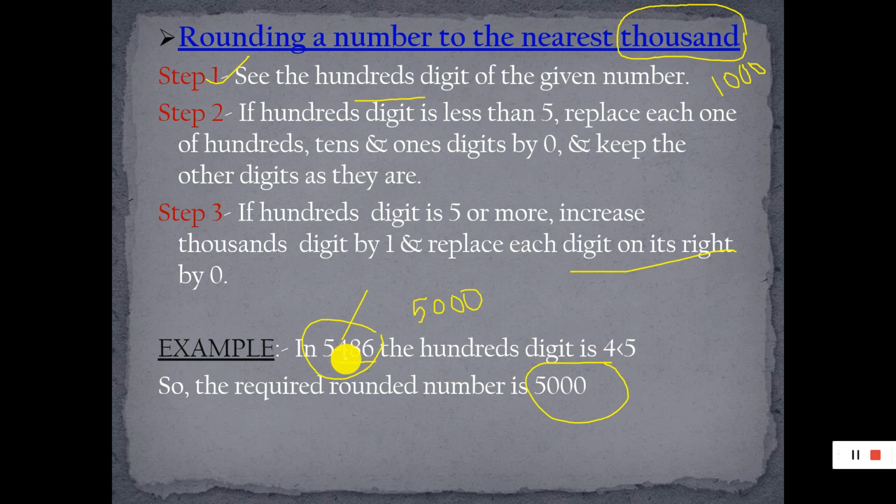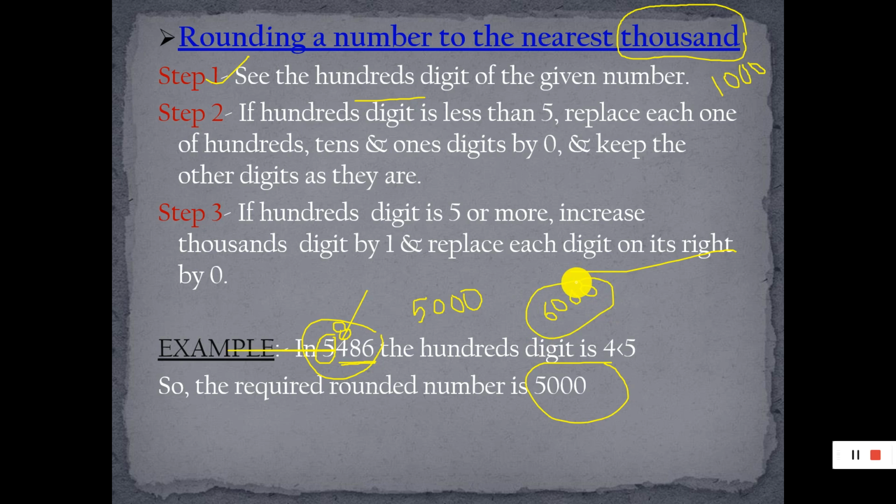If in the place of 4 there is 8, then 8 is greater than 5. So what can you do? You add 1 to the thousands digit and replace all other digits by 0. So 5 plus 1 becomes 6 and all other digits become 0. This is the third rule.